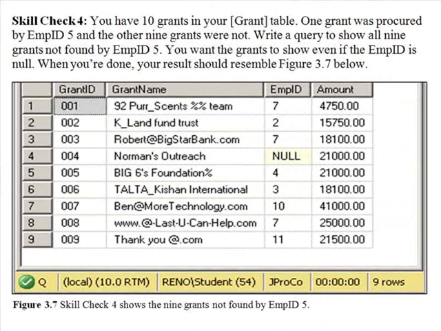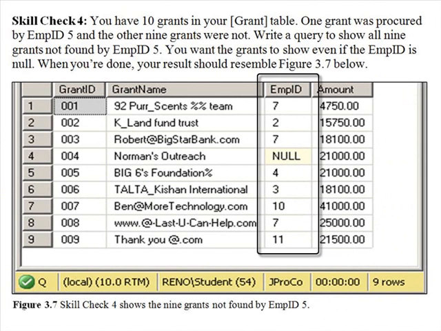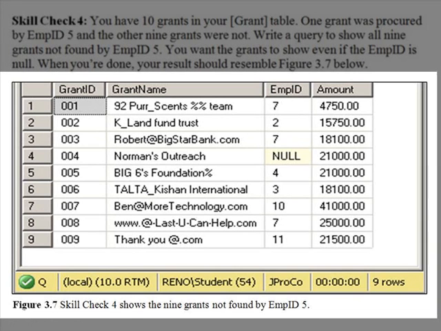Skill check 4. You have 10 grants in your grant table. 1 grant was procured by employee ID 5, the other 9 were not. Write a query to show all 9 grants that were not found by employee ID 5. You want the grants to show, even if there is a null for employee ID. When you're done, your results should resemble the figure you see here.